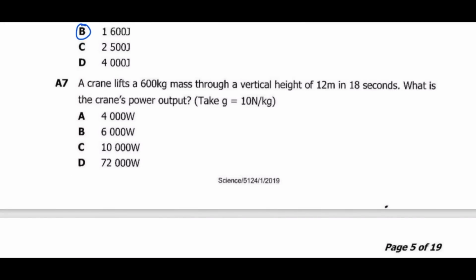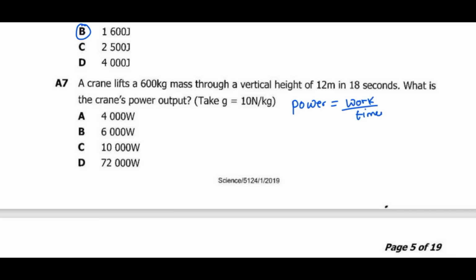Then question 7. A crane lifts a 600 kg mass through a vertical height of 12 meters in 18 seconds. What is the crane's power output? So let's look at the formula for power. So power is equal to work done over time.